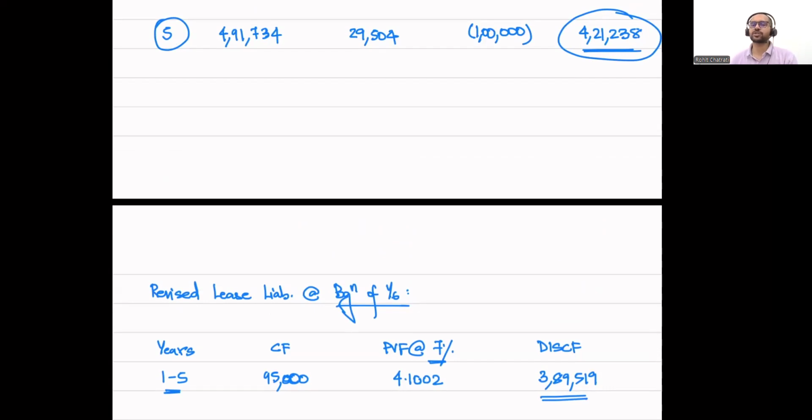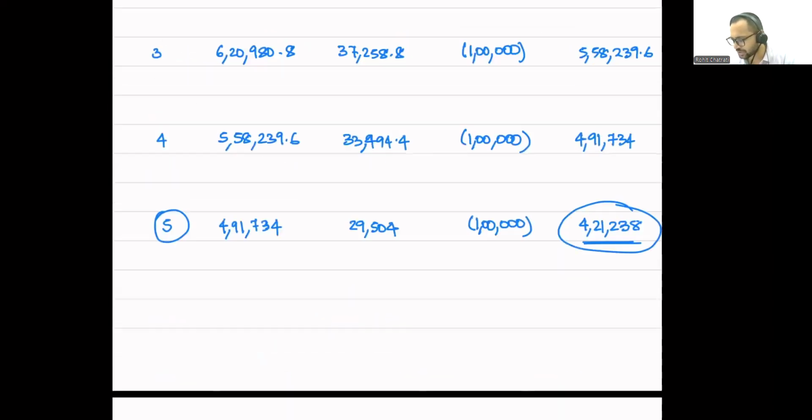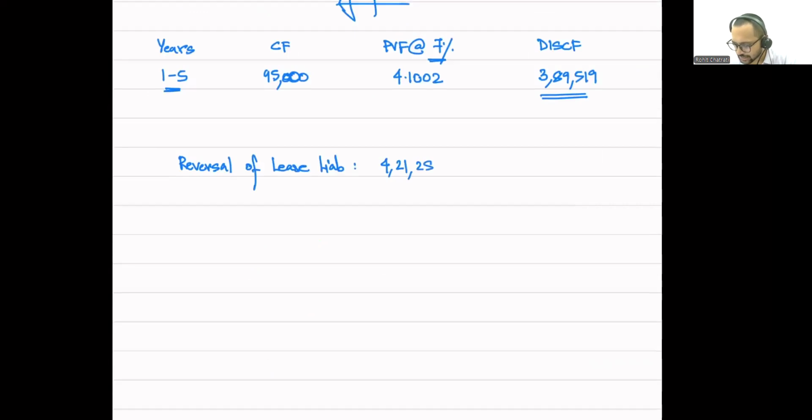Reversal of lease liability is going to be 4,21,238 less 3,89,519. What was it? 4,21,238 less 3,89,519. So 4,21,000 is the amount at which lease liability is recognized in the books of accounts.